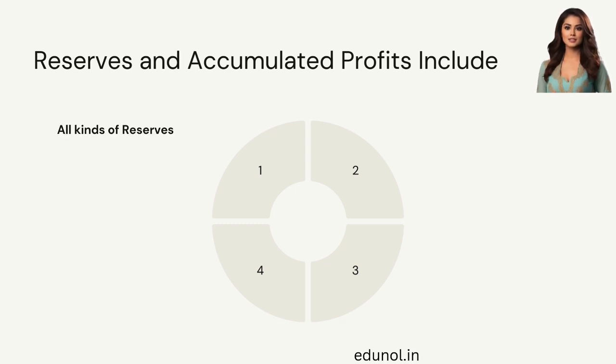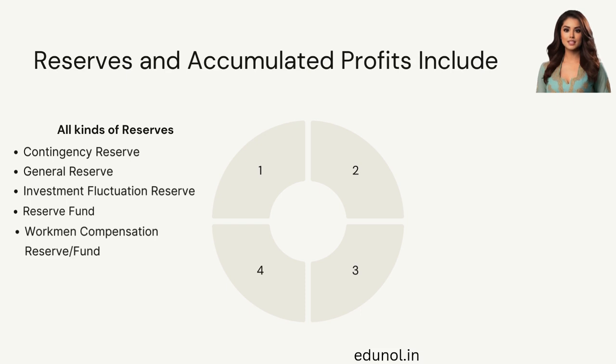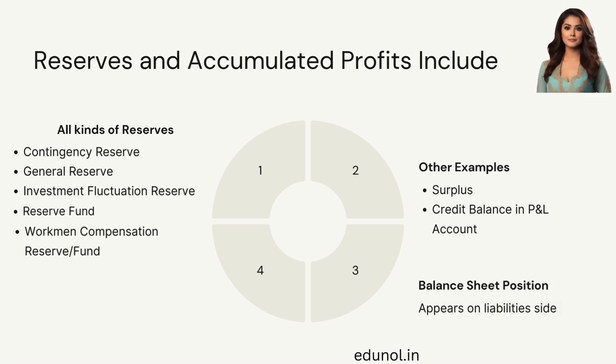All kinds of reserves like contingency reserve, general reserve, investment fluctuation reserve, reserve fund, workman compensation reserve or fund, surplus, credit balance in profit and loss account. All the reserves and accumulated profits are written on the liabilities side of the balance sheet.